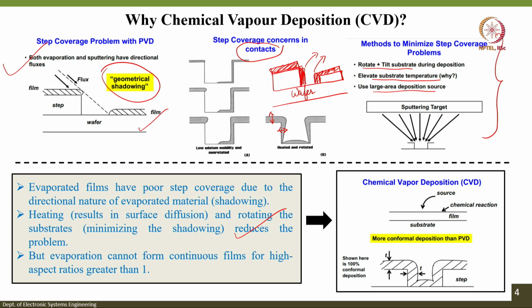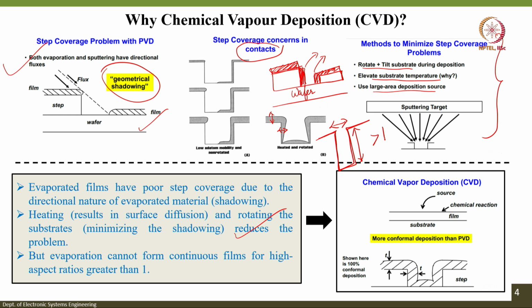Because if you are talking about a structure where the aspect ratio is greater than 1, for example a deep trench where the dimension in the vertical direction is more than the dimension in the horizontal direction, such a structure or geometry you call a structure with aspect ratio greater than 1.